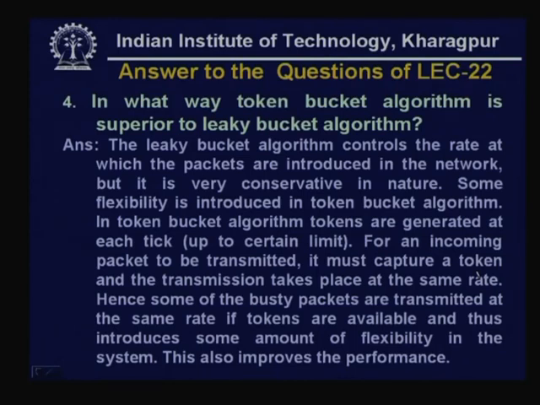Fourth question was, in what way is the token bucket algorithm superior to the leaky bucket algorithm? The leaky bucket algorithm controls the rate at which the packets are introduced in the network, but it is very conservative in nature. Some flexibility is introduced in the token bucket algorithm. In the token bucket algorithm, tokens are generated at each tick up to a certain limit, obviously based on the size of the counter. For an incoming packet to be transmitted, it must capture a token and transmission takes place at the same rate. Hence, some of the bursty packets are transmitted at the same rate if tokens are available, and thus it introduces some amount of flexibility in the system. This also improves performance.